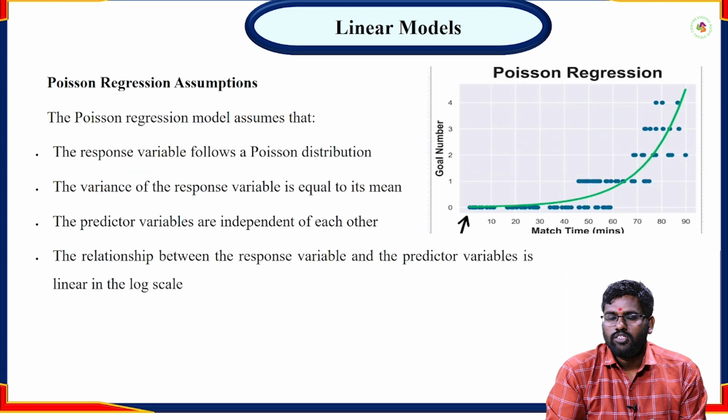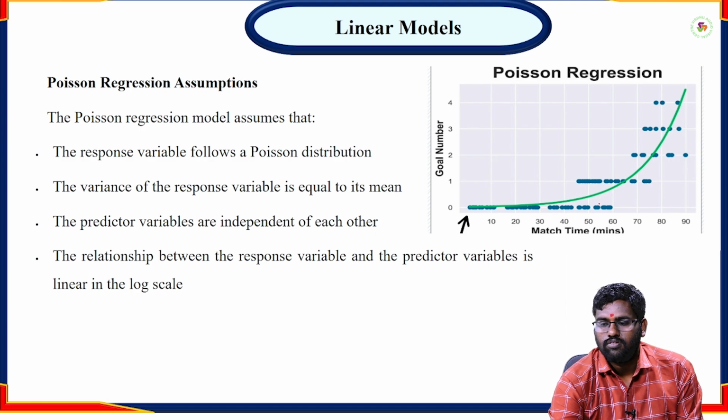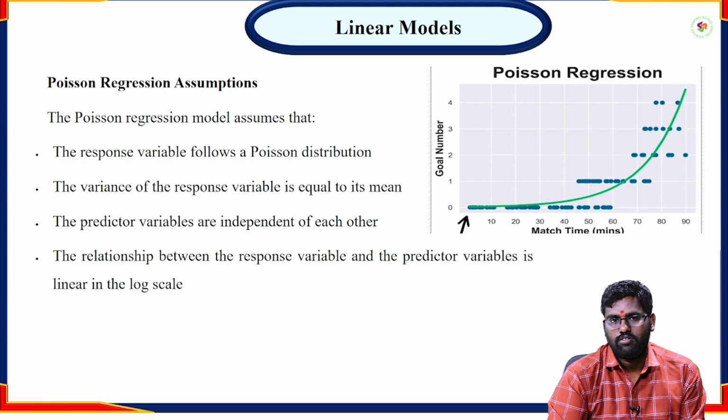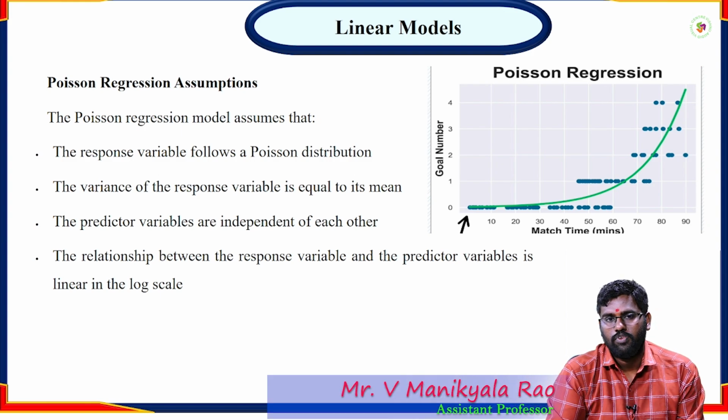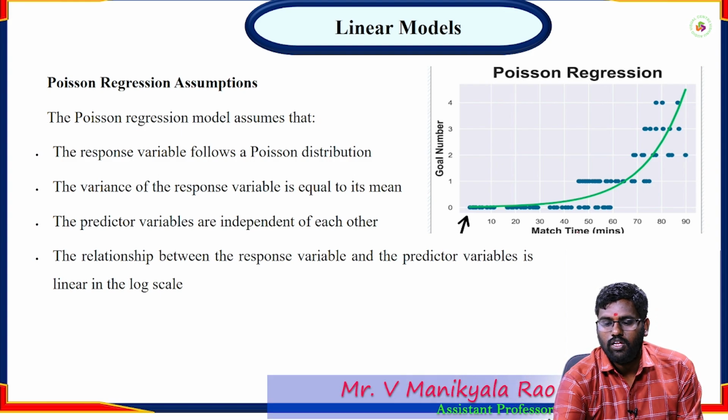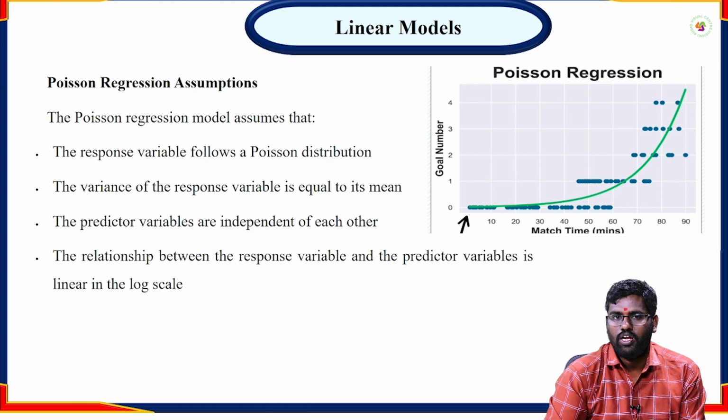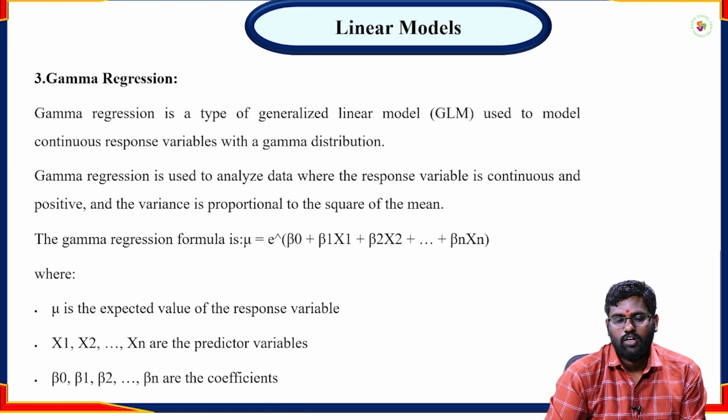So for Poisson regression, the curve will be like this, either in that down-to-up format, or in a curved shape format. These are the x values, match time, and the global number for this. So that is just an example for Poisson regression. Now the next one is gamma regression.